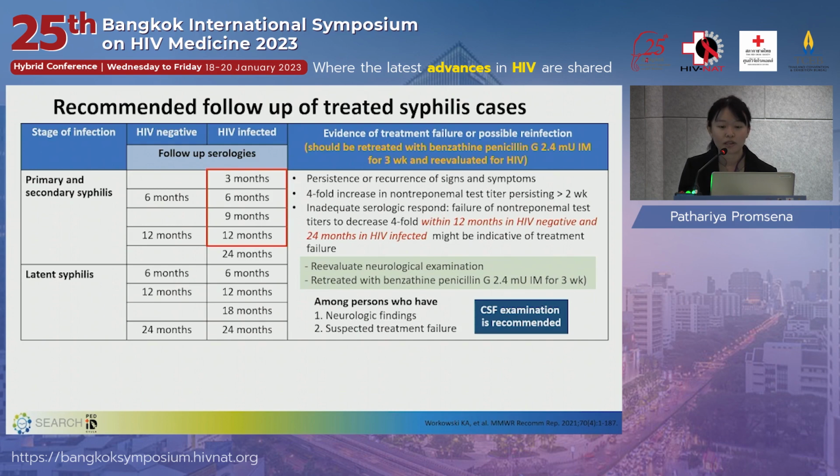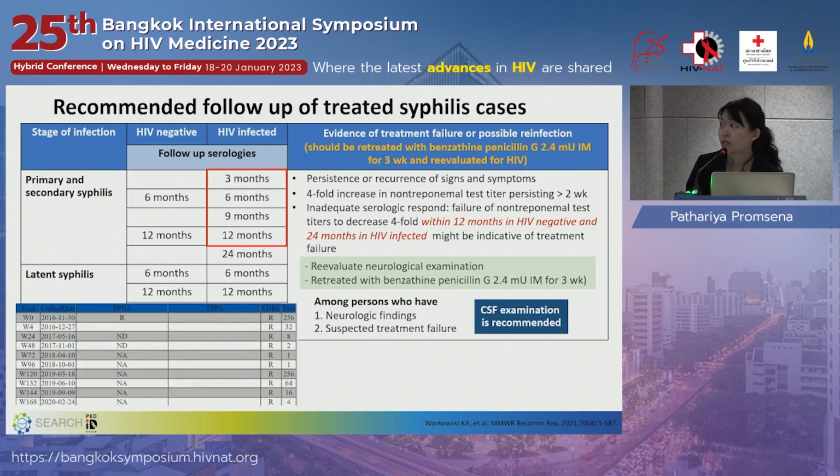And this is the summary of syphilis follow-up, shown in this table. If the patient has evidence of treatment failure, such as inadequate serologic response, a sustained fourfold increase, or recurrent signs or symptoms, they should be re-evaluated with a neuro exam. And if there is an abnormal neurologic examination, CSF examination is recommended.